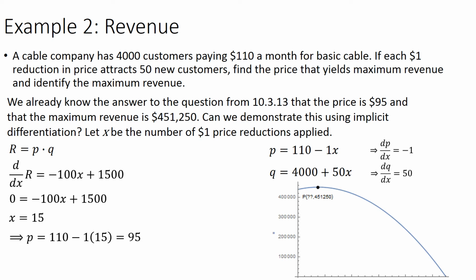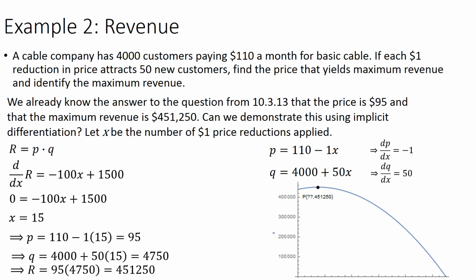The price is going to be 110 minus $1 times 15. That's $95. I'm going to attract another 50 times 15. That's 750 customers on top of the 4,000 customers that I already have. Grand total quantity is going to be 4,750. And then if I want to find revenue, that's price times quantity. 95 times 4,750 is $451,250, to find my maximal revenue at this particular point.